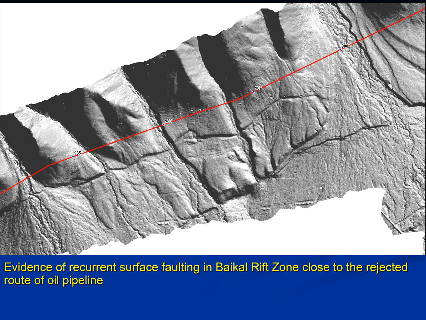One more example, evidence of recurrent surface faulting in Baikal Rift Zone close to rejected road of oil pipeline marked by red line. What is interesting here, we can see very clearly two traces of active faults, one of which is definitely younger than another one.